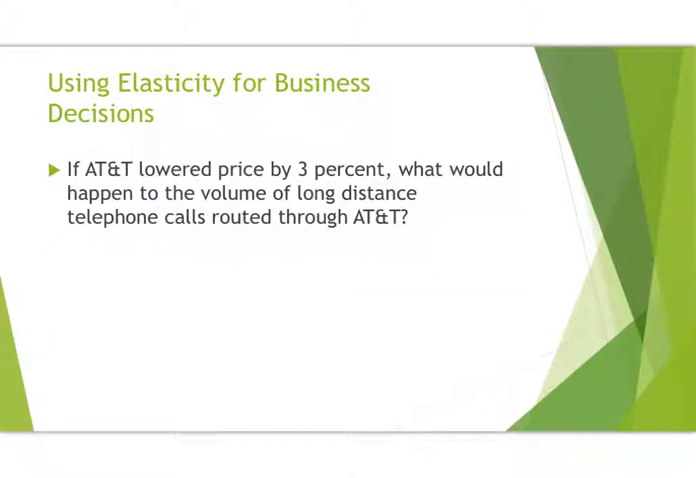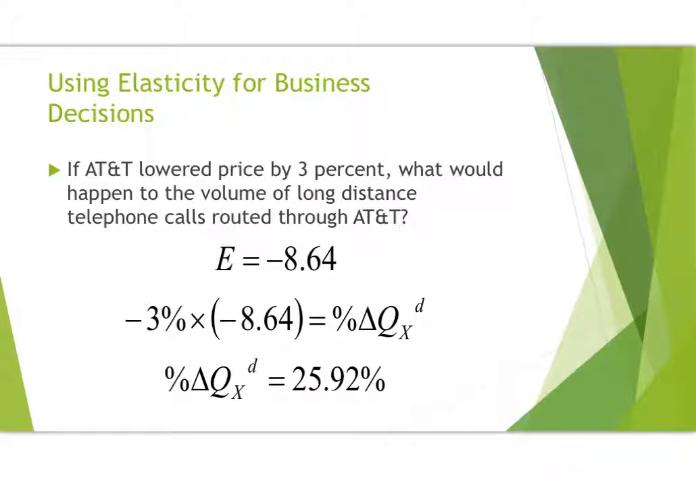So let's suppose they follow our advice and they lower their price by 3%. What would happen to the volume of long-distance telephone calls routed through AT&T? Not only does it tell us raise price or lower price, but it gives us an immediate estimate of what we expect to happen to our total revenue for a change in price. So elasticity is negative 8.64, which was provided from the report. If we lower our price by 3%, we're going to get an 8.64.